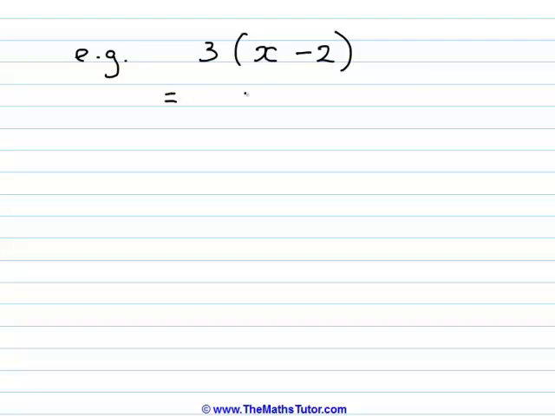We can also multiply an expression by a constant. For example, 3 times x minus 2, which is equal to 3 by x is 3x, 3 by minus 2 is minus 6. So we can see that to multiply an expression by a constant, we multiply every term in the expression by the constant. So 3 times x is 3x, 3 times minus 2 is minus 6.